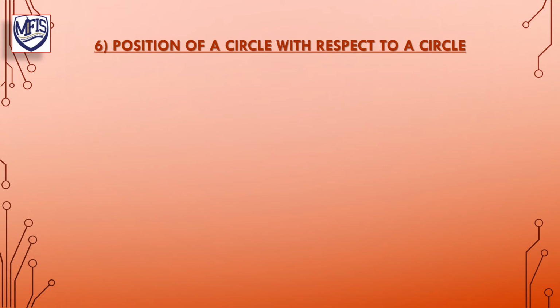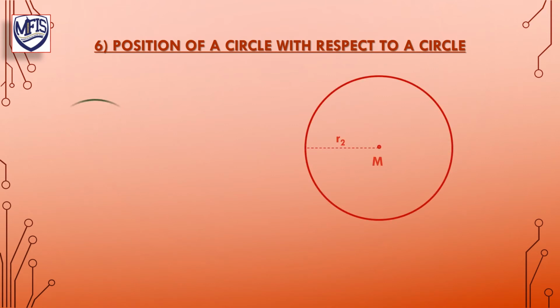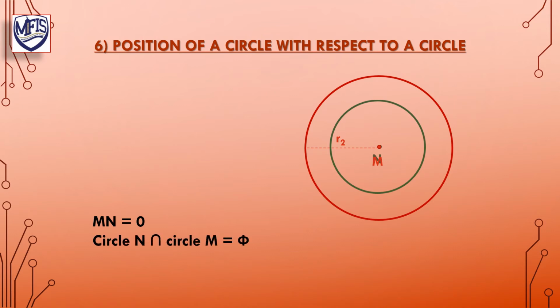Number 6, the last position. If circle N moves inside circle M until center N lies on center M, the two circles here are called concentric. Concentric means the length of MN, the length of the line of centers, equals 0. That means they have the same center. Circle N intersection circle M equals phi. There is no intersection between them. And also in this case, there is no common tangent between them.